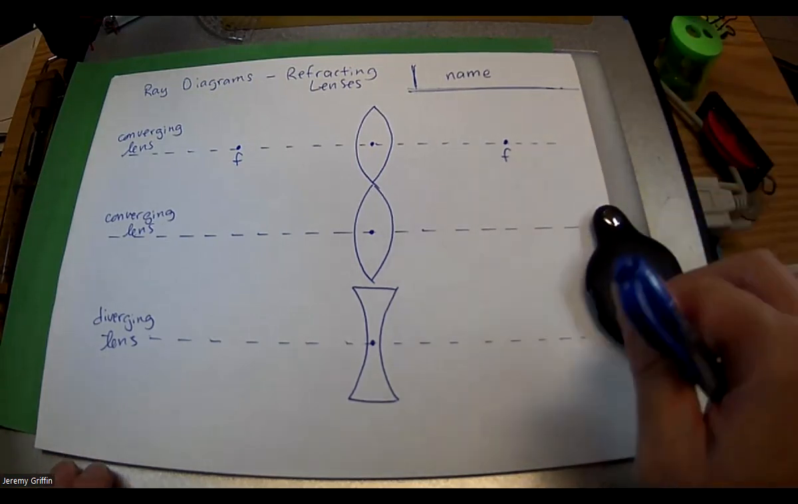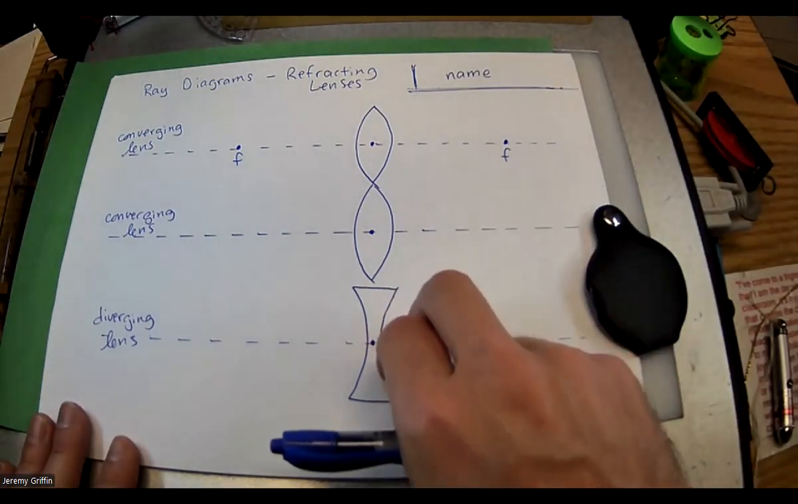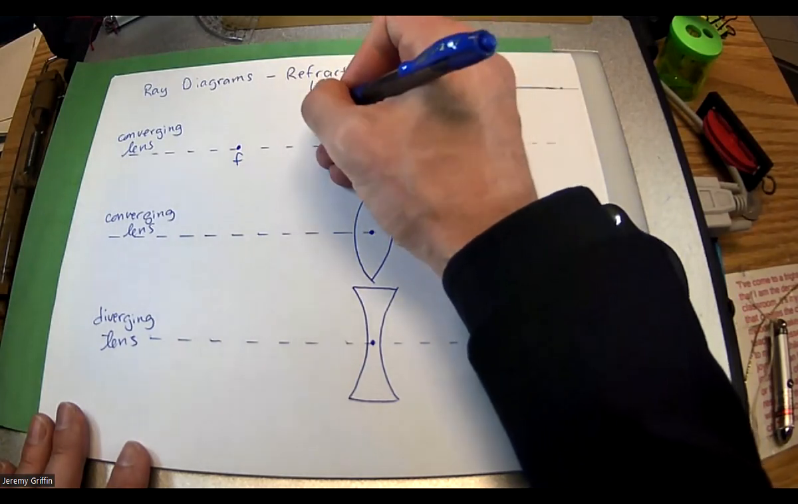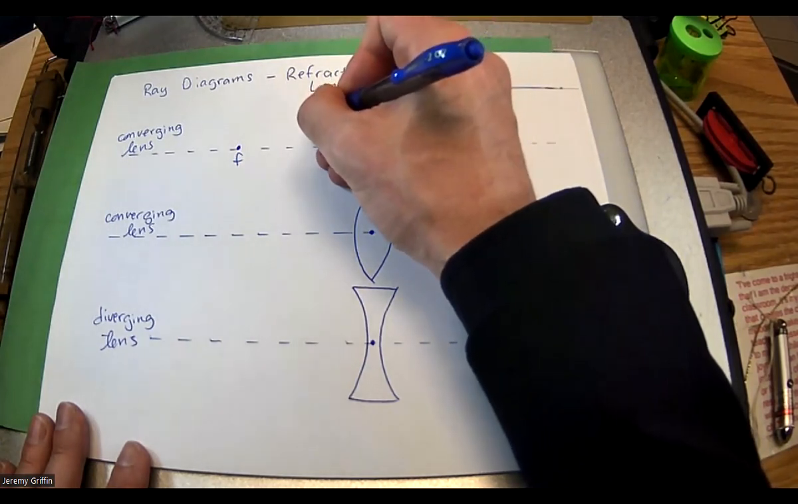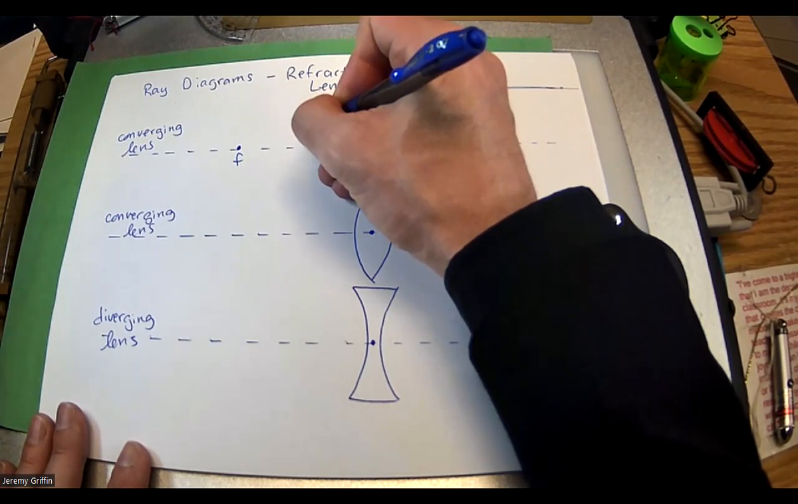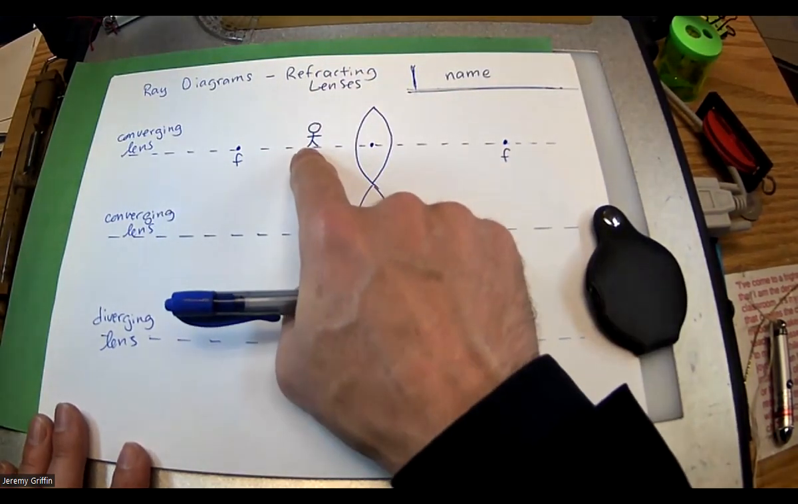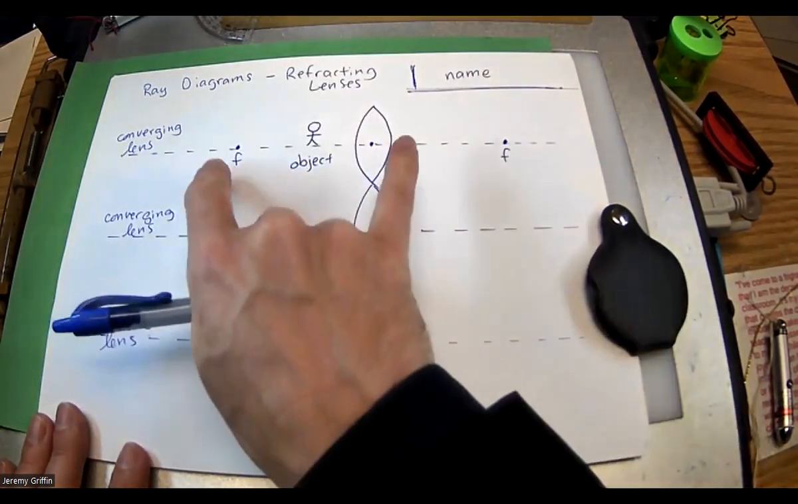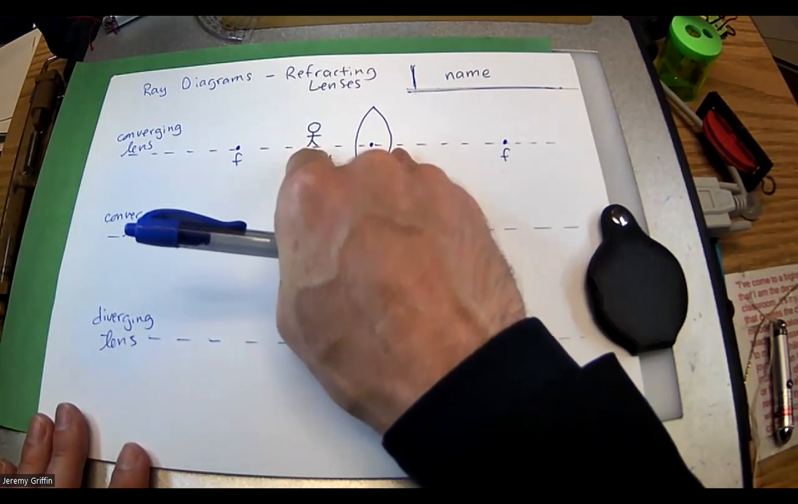Okay. Right. And what I'm going to do for this first one is put an object inside that focal distance. And to help you out a little bit, let's not make him super tall, if anything, kind of err on the short side. So I drew an object right here. There's an object. He's inside the focal length. Okay.